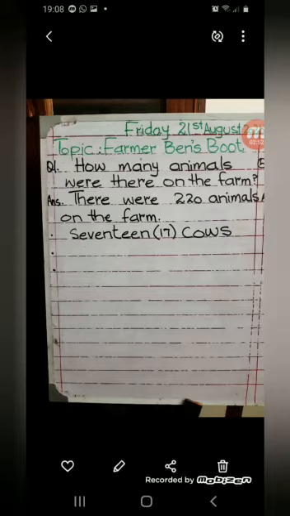Clear? Question number 1. How many animals were there on the farm? Clear? I have told you and you have read all the animals on page number 18. So you can find the answer from page number 18. The total animals were 220. So I write there were 220 animals on the farm. Is this clear? And how many animals means the quantity of each animal. Now you will continue the answer. Clear? Is this clear? Okay.